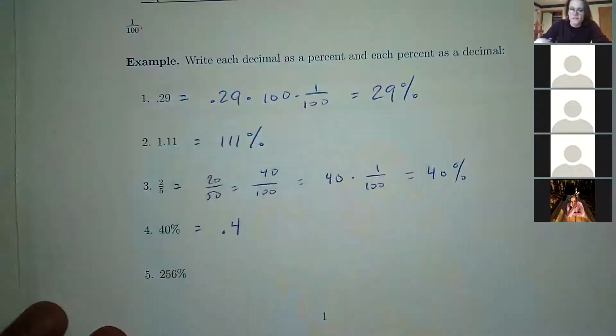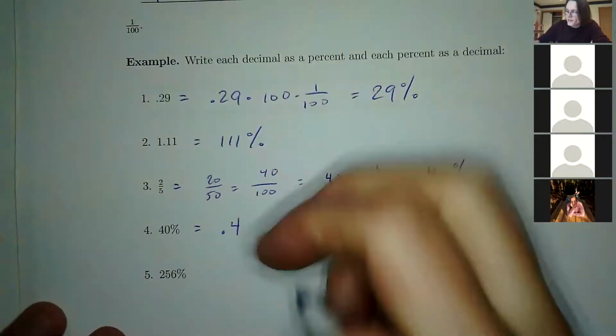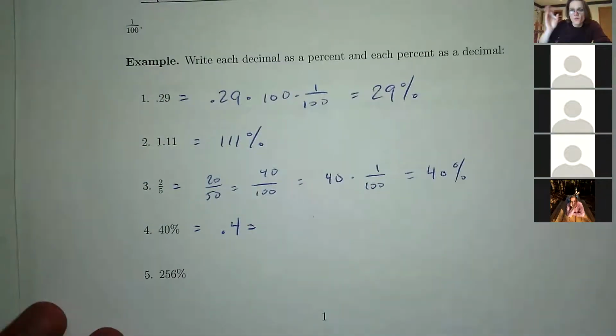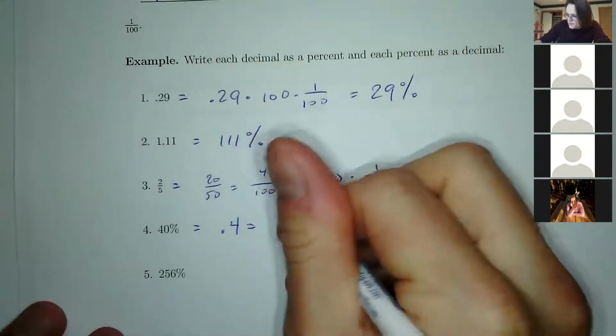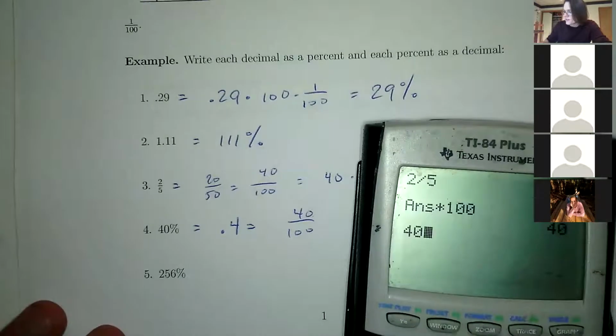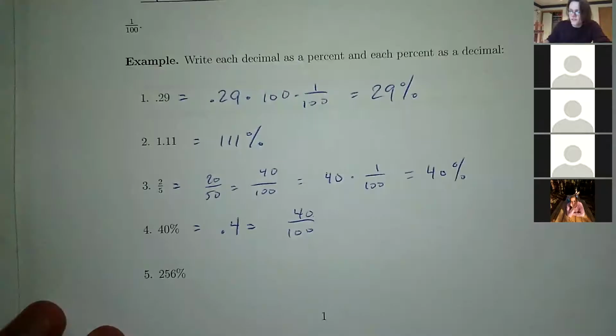0.4. But if you weren't sure of that, what you would do is note that the percent symbol means over 100. So it's 40 over 100. Then you just plug that in your calculator, so you do 40 divided by 100, or you would just know it, and you get 0.4. So either way you want to do it.